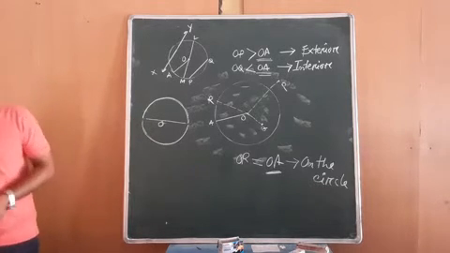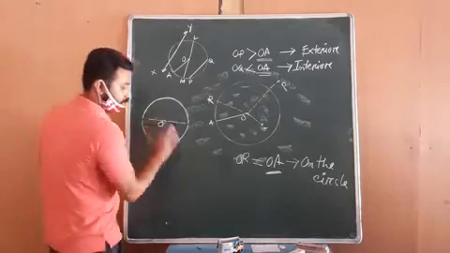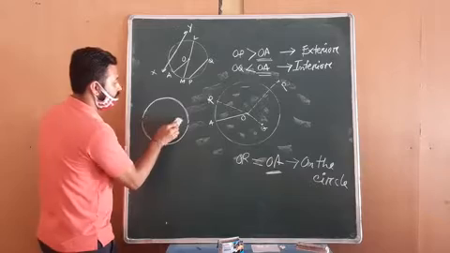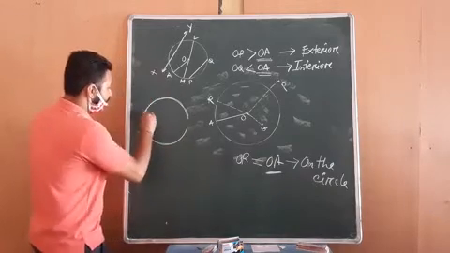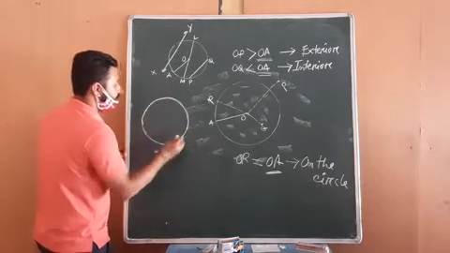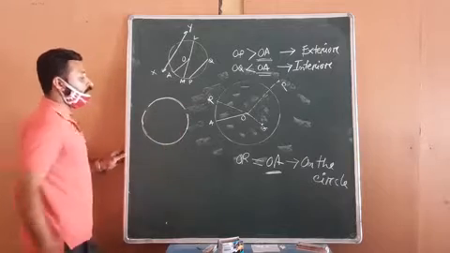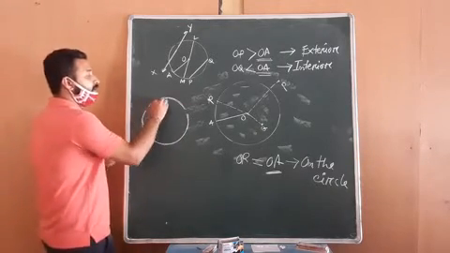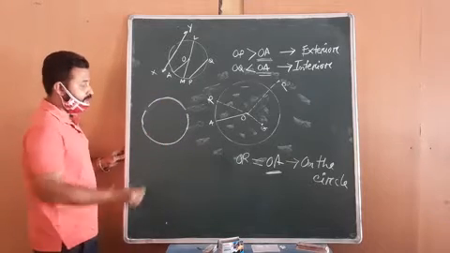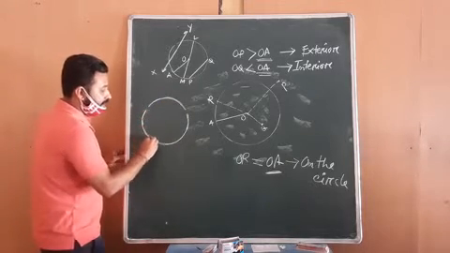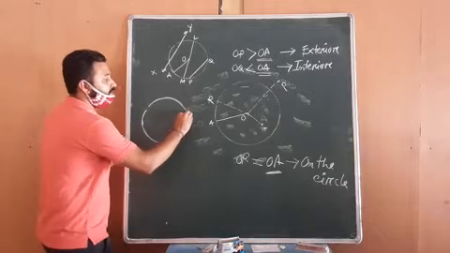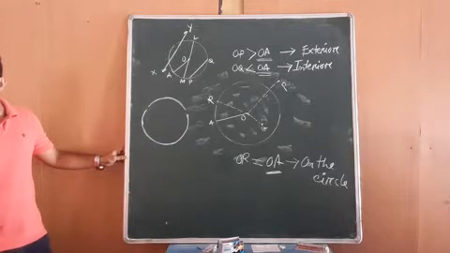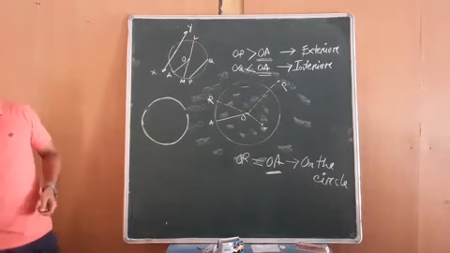Now two arcs we got. This arc is called the minor arc, and this arc is called the major arc of the circle. Understand?